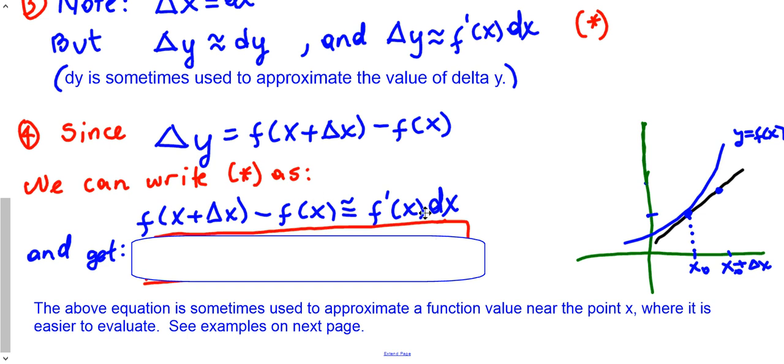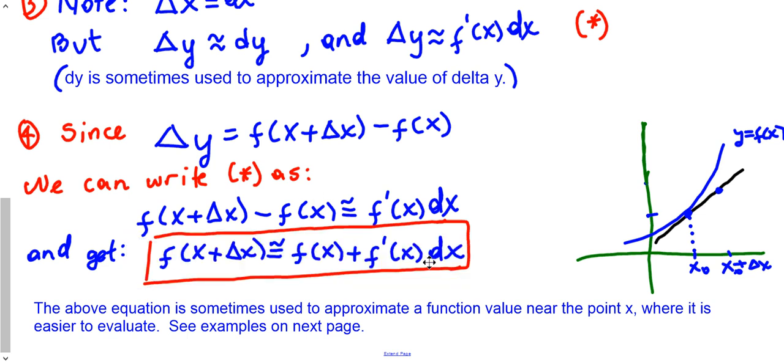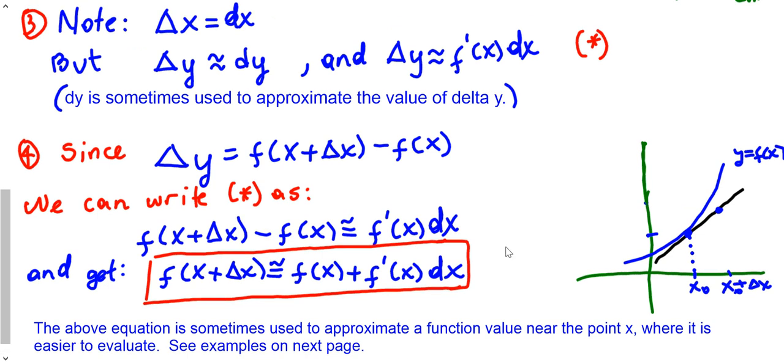And from there, you can add f of x to both sides, and we have this equation. This is sometimes also referred to as the linearization of the function: f of x plus f prime of x times dx. You're going to see this again in Calculus 2. This is the first degree approximation. There's going to be a second degree term, a third degree term, and so forth when you study the Taylor polynomials. But for now, this is the one we're going to use to get an approximation on the tangent line. So one more quick explanation and we're going to the examples.